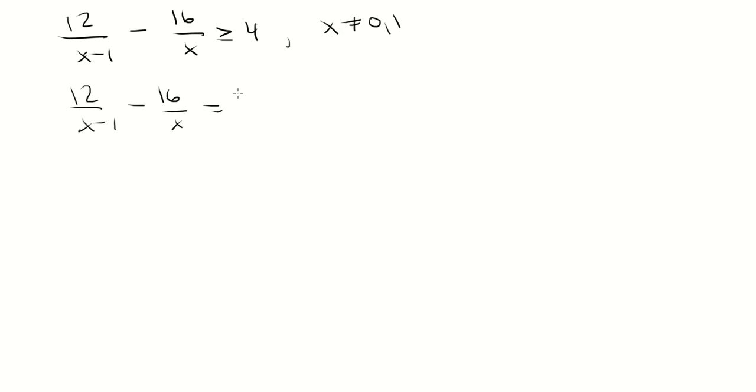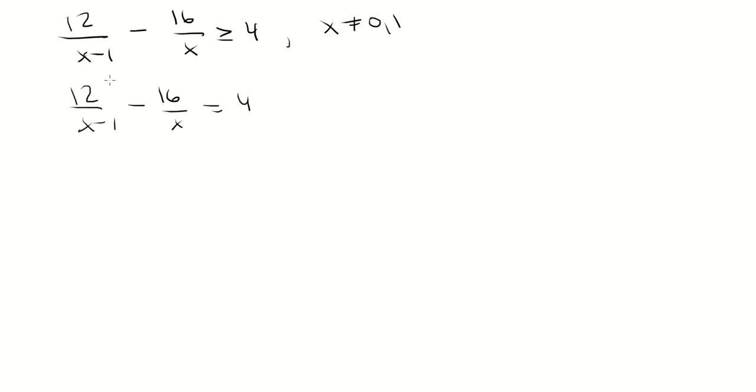Inequality: 12 over x minus 1 minus 16 over x is greater than or equal to 4. Notice that if I set x equal to 1 or 0, I'm dividing by 0, so those points are forbidden. And now I can treat this as an equality. So the inequality goes away for now.